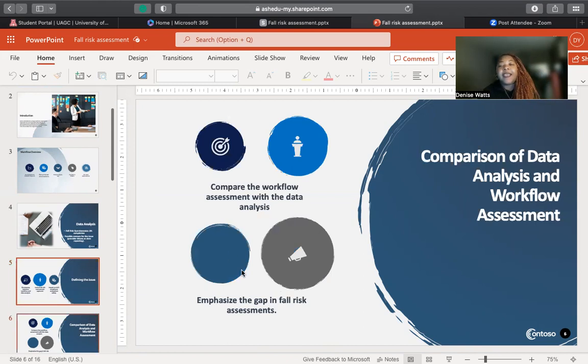Comparison of data analysis and workflow assessment. Data analysis reveals a stark contrast between the expected performance of fall risk assessment within the workflow and the reported completion rate of 0%. The workflow suggests that fall risk assessments are an integral part of patient encounters, yet the data indicates failure to execute this aspect effectively.